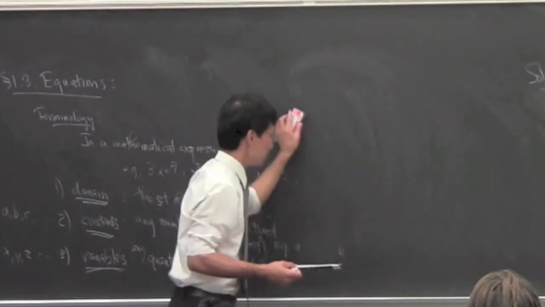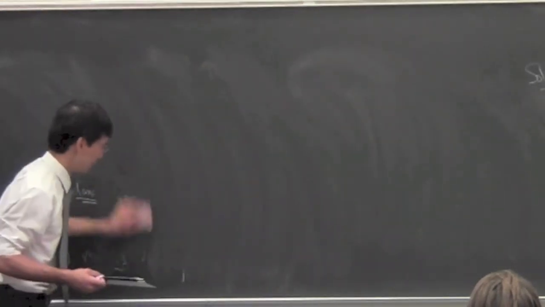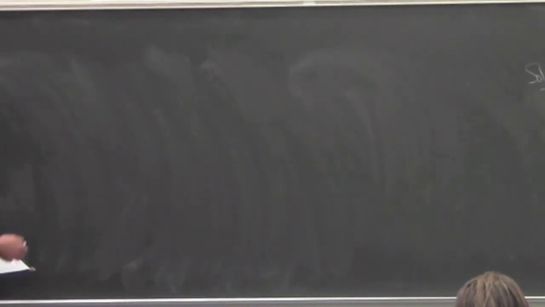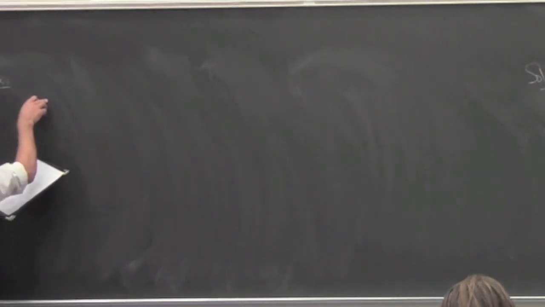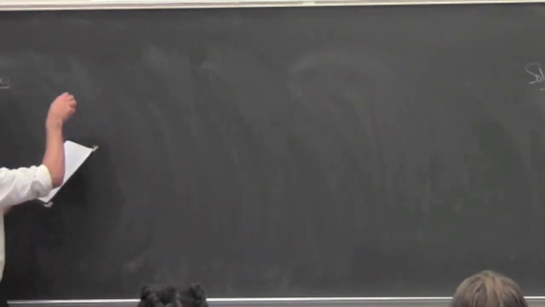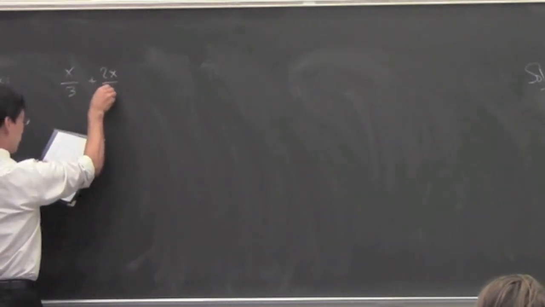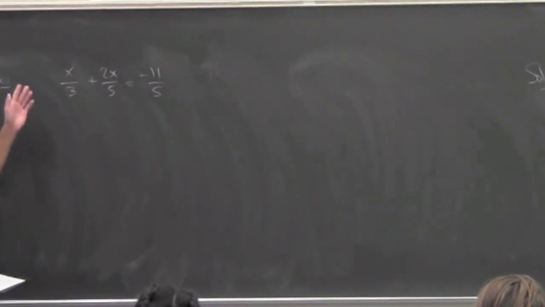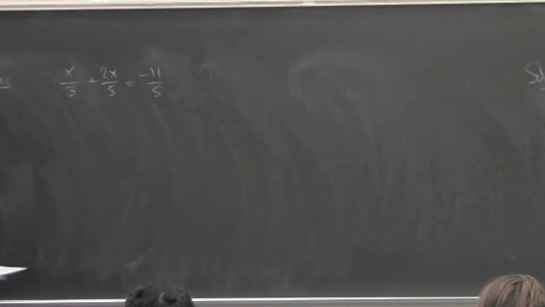Okay. And this is a game that we played many times. Let me just formalize it, make it a little bit formal. So solving equations. Here's an example. Any questions? Here's an equation: x over 3 plus 2x over 5 equals minus 7 over 5. And somebody says, "What x make this true?" What move would you make?